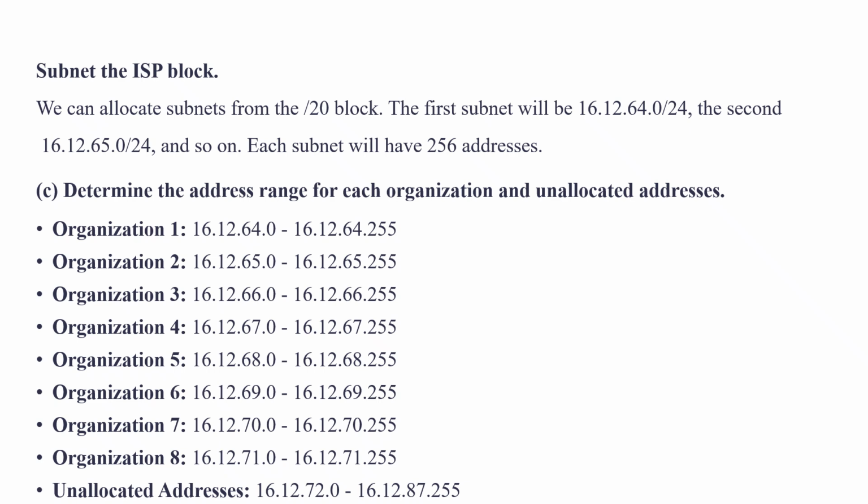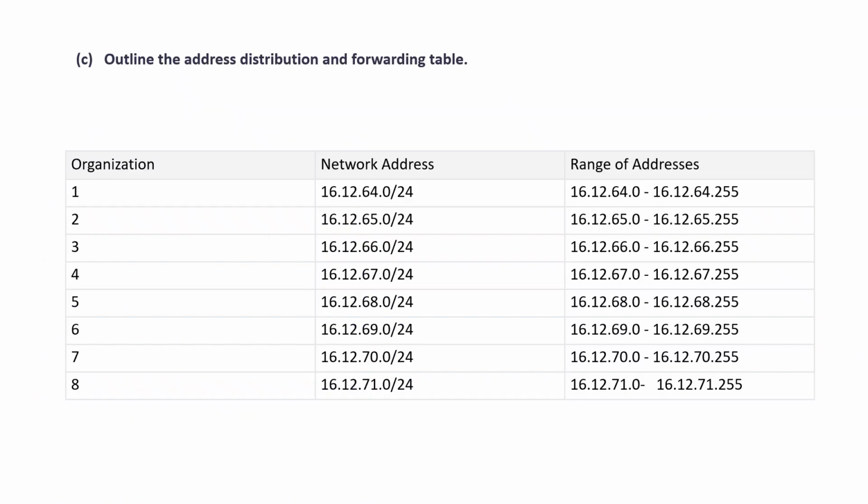But the available subnets are 16. The remaining 8 subnets are unallocated addresses. So the unallocated IP address range is from 16.12.72.0 to 16.12.87.250. These are the unallocated addresses. So this is the third question.